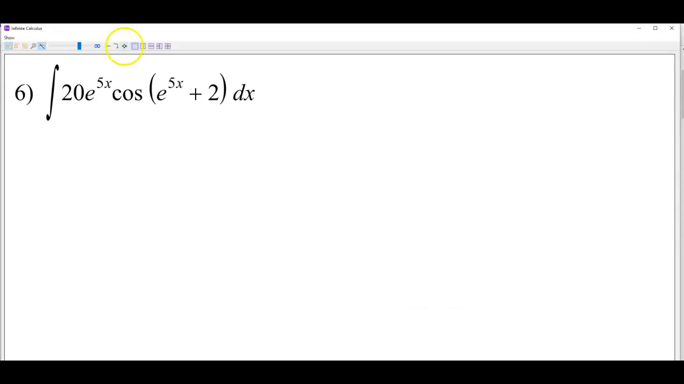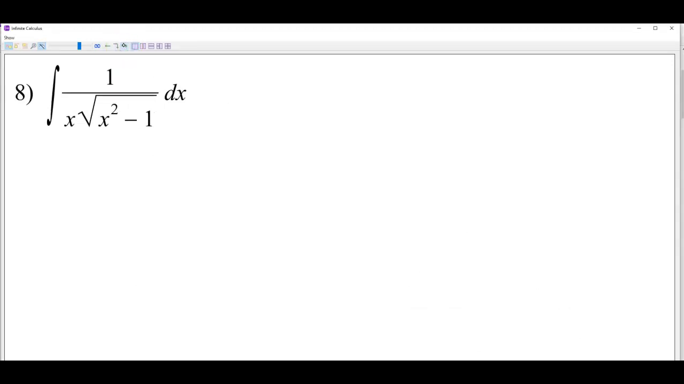Let's go ahead and take a look at number 8. Getting into the arc trig stuff. As you guys can see, this fits the arc secant pattern.